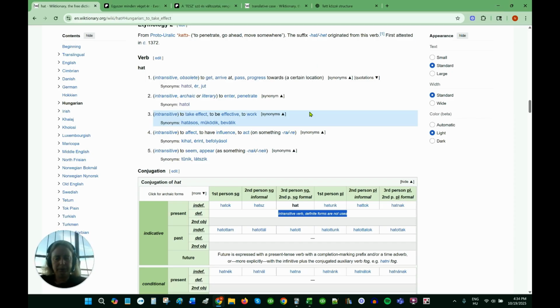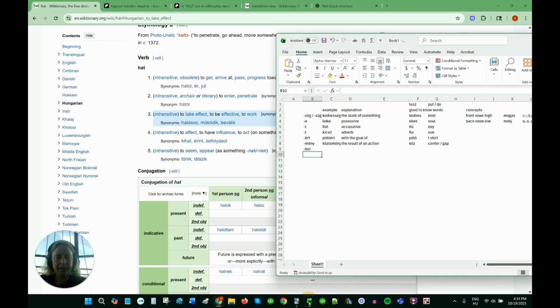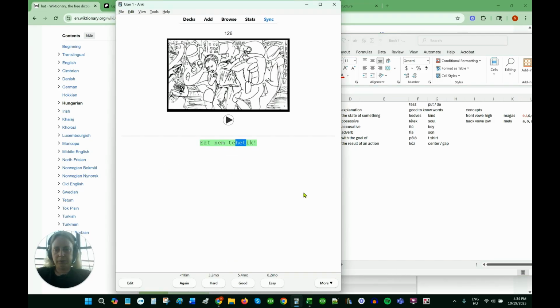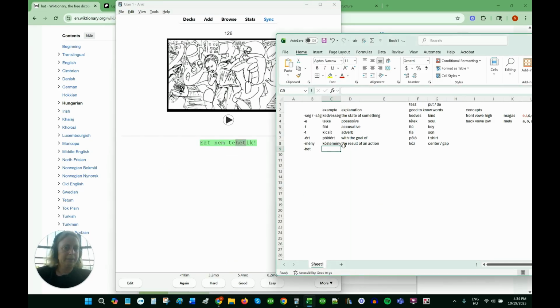All right, so we were looking at hot, het, and the example was, let's use the example in the card, tehetik. Te is the root of tes, het, so it's possible. And ik is the ending of the ragozás, and that's the ending that says, since it's a verb, third person plural. That's why I said they. This they can't do. So the explanation is possibility.